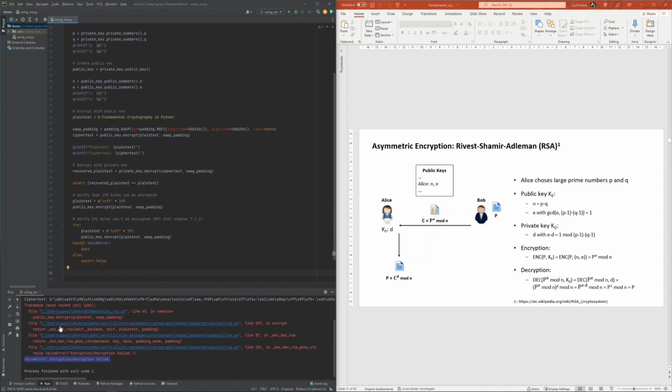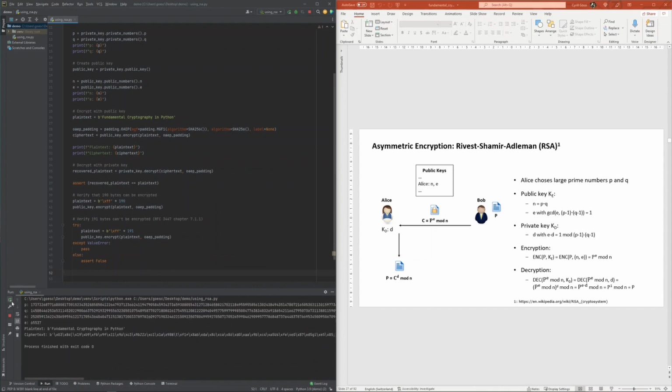This concluded the demonstration of how to use RSA and how to discover its limitations.